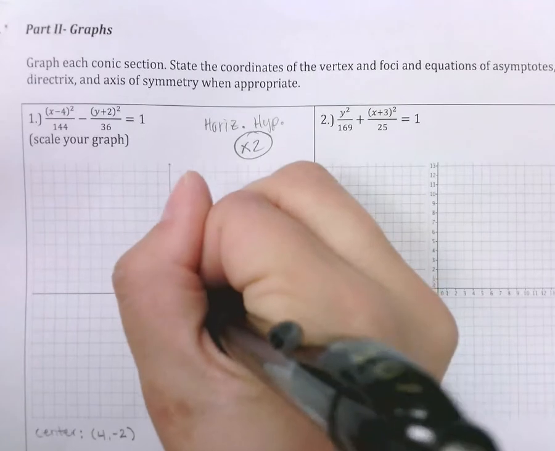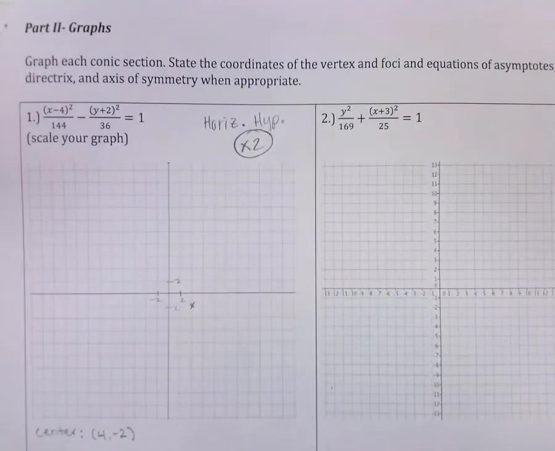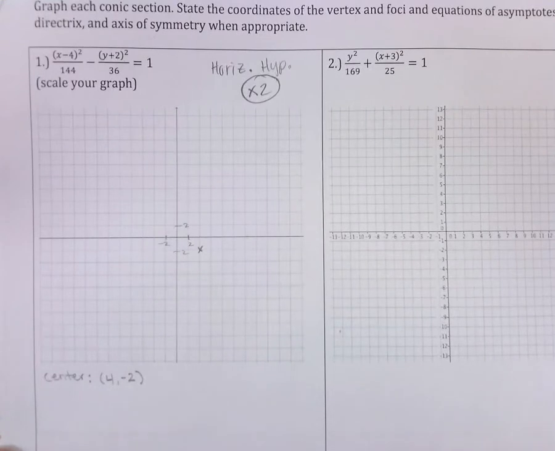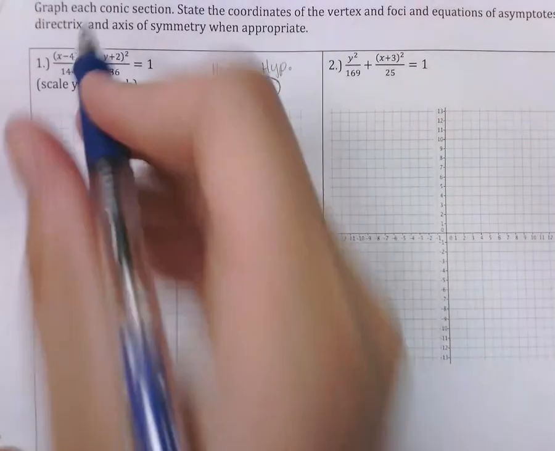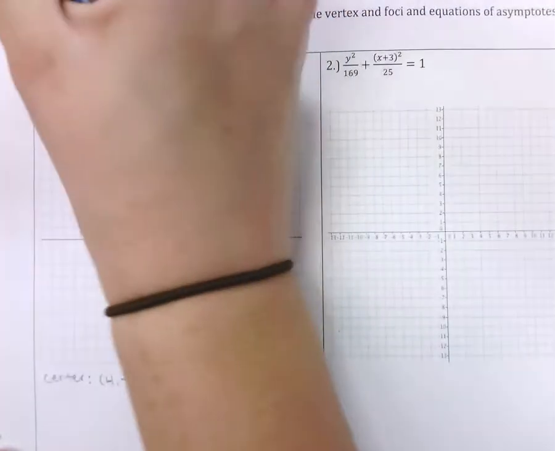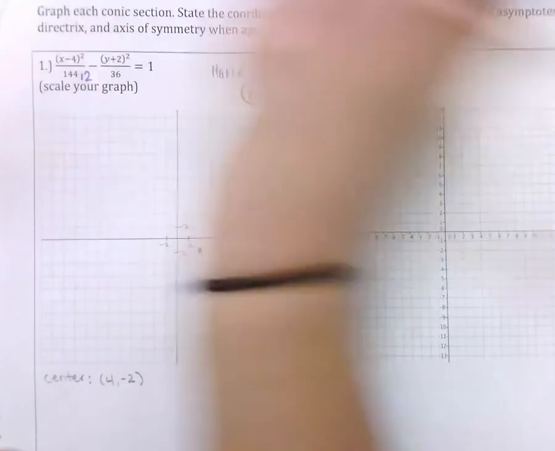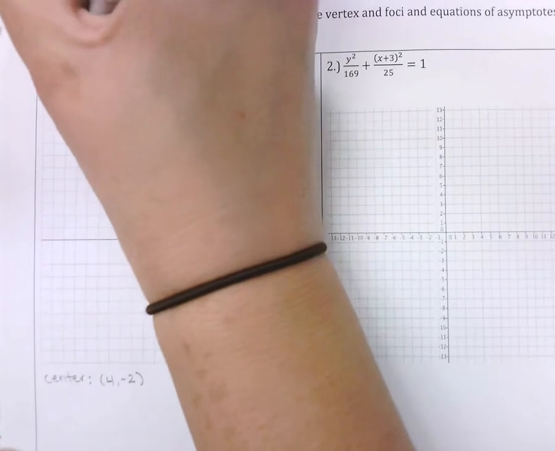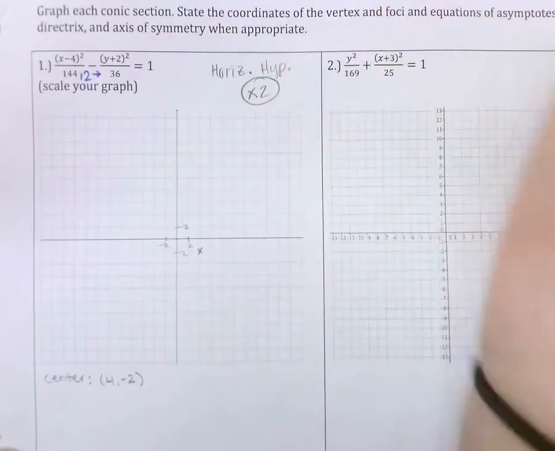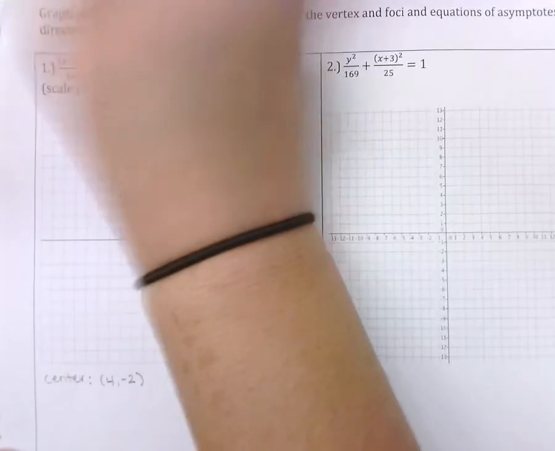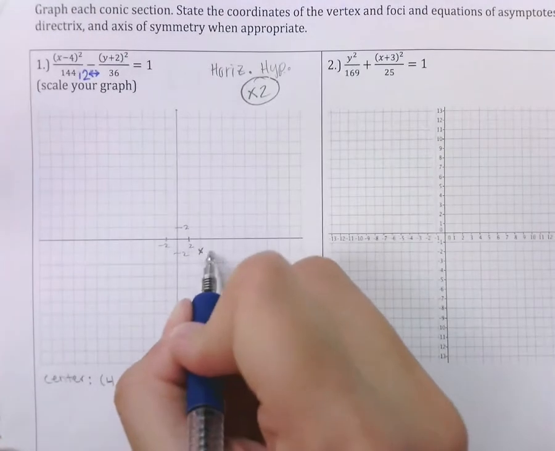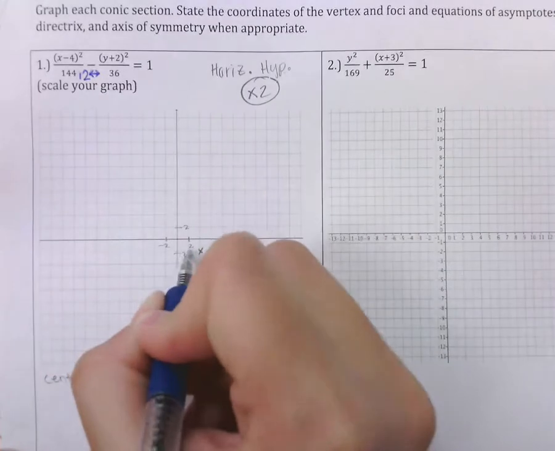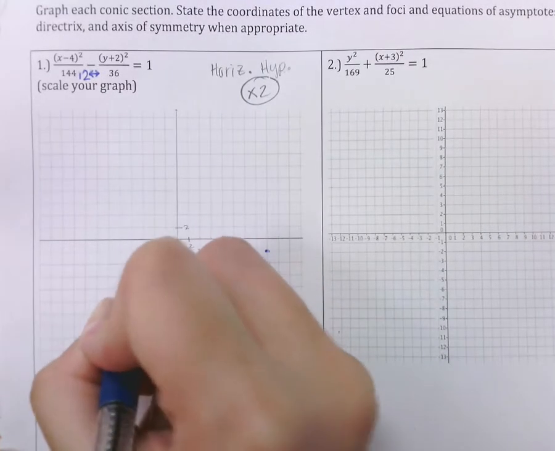Oh, maybe I did. So this is my center. And it moves out. Then you're going to square root the denominators. So the square root of 144 is 12. We're going to do that in the horizontal direction. So that's 2, 4, 6, 8, 10, 12. 2, 4, 6, 8, 10, 12.